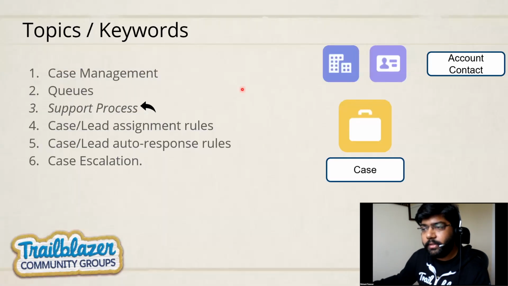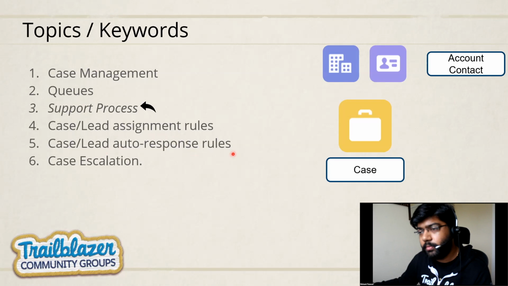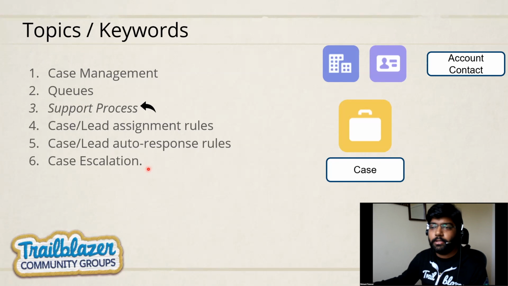So if we take out important points from this service cloud module, we have case management on a high level, how you manage the cases, what are queues. Support process we talked about already in the previous section. It's the business process to associate the status values of the case with a record type. Different types of cases can have different stages, so that's what you use support process for. Then you have assignment and auto response rule, which are common for case and lead. So cases also have, leads also have assignment and auto response rule. We'll talk about it. And then escalation, you can escalate the cases to the next level, which is called escalation rule.